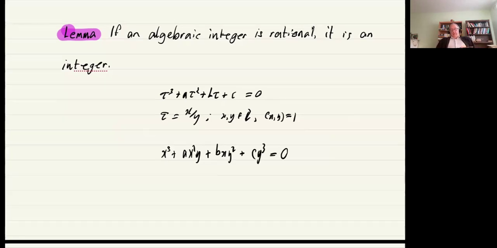And now let p be a prime that divides y. Well, it must divide this term, and this term, and so it divides this term. And if p divides x cubed, it divides x. So x and y have a common factor. So this is the same, if you've ever seen a proof that root 2 is irrational, it's the same argument.